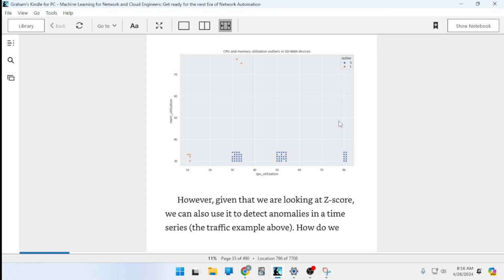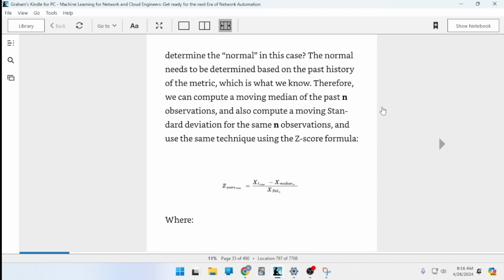However, given that we are looking at z-score, we can also use it to detect anomalies in a time series, like the traffic example above. How do we determine the normal in this case? The normal needs to be determined based on the past history of the metric, which is all we know. Therefore, we can compute a moving median of the past n observations and also compute a moving standard deviation for the same n observations, and use the same technique using the z-score formula. So there we go, this is the z-score formula.